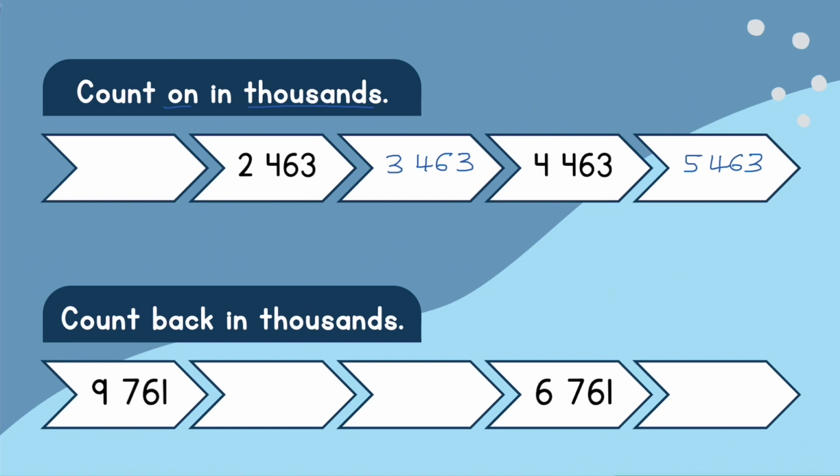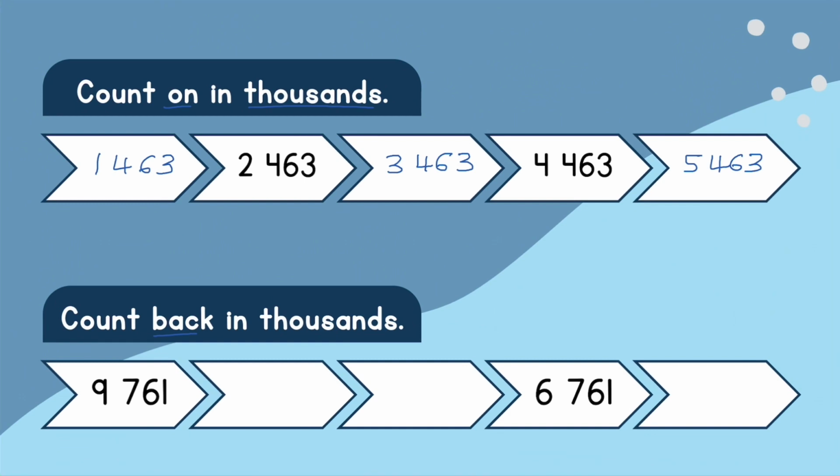So how to find the first number here? If we count on, the number will go forward. So we have 2, 3, 4 and 5. There you will know before 2 is 1. So here we have 1,463. So the next example, we have count back in thousands.